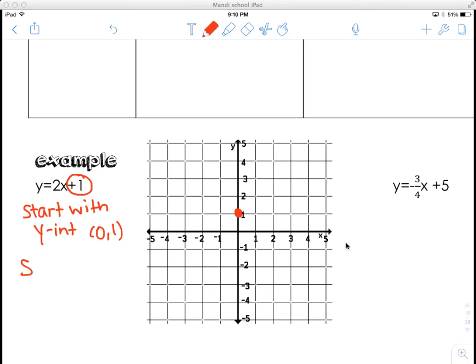Then we look at our slope. Our slope is 2. It's 2 over 1 because we always need to make it a fraction. So this is a positive slope. It's going to go up 2 over 1, up 2 over 1, up 2 over 1. You can always go down 2, backwards 1 also.